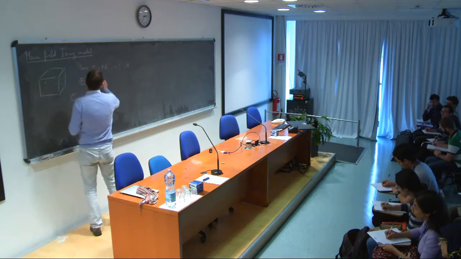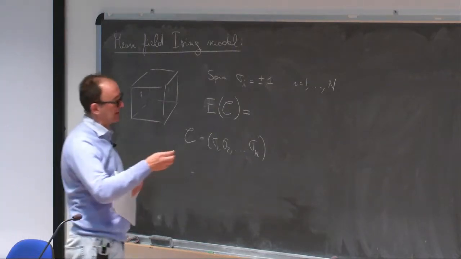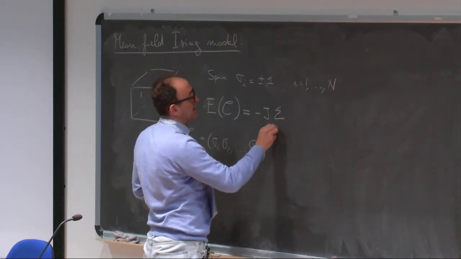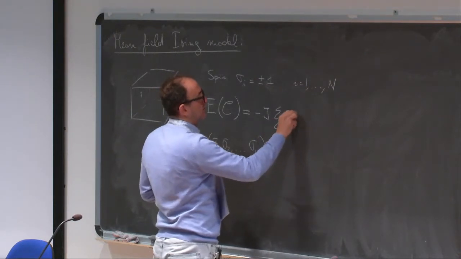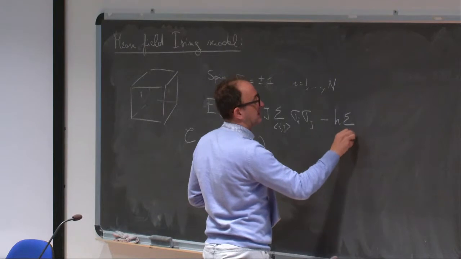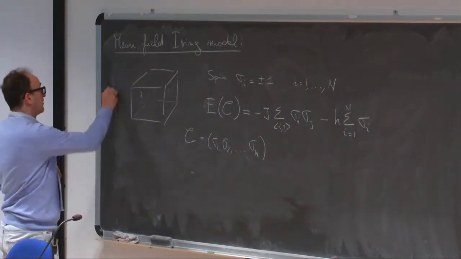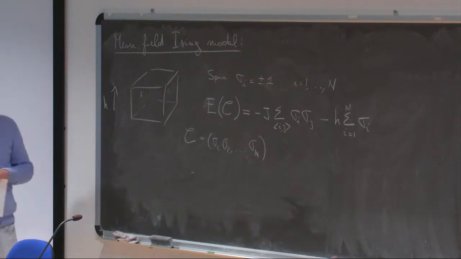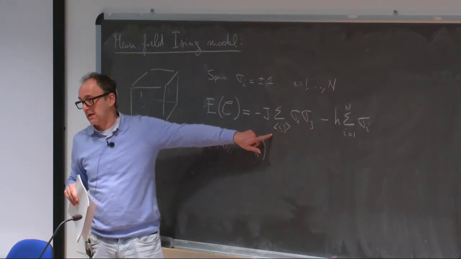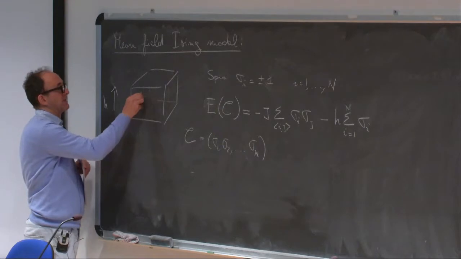Very good. And so usually this energy is written in the following form. There is an interaction term which involves nearest neighbors, and then there is an external field which acts on each spin. Okay, this sum here means that this is a sum that runs on all the pairs i and j, which are nearest neighbors in physical space.